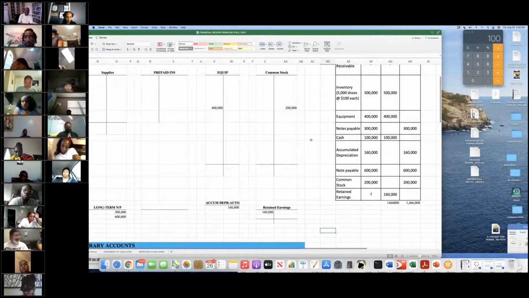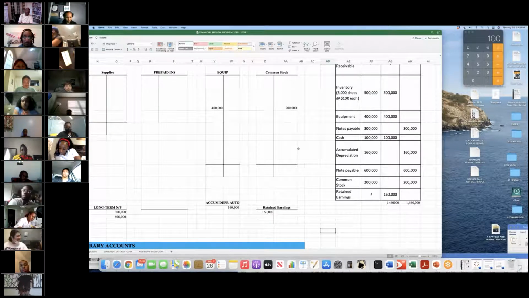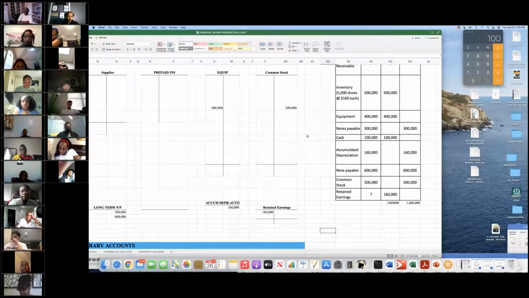When we're on the credit side of the equation, credits are good. Common stock, retained earnings, sales. So if it's not there. Are there any questions on what we've done so far? We've just created a trial balance.